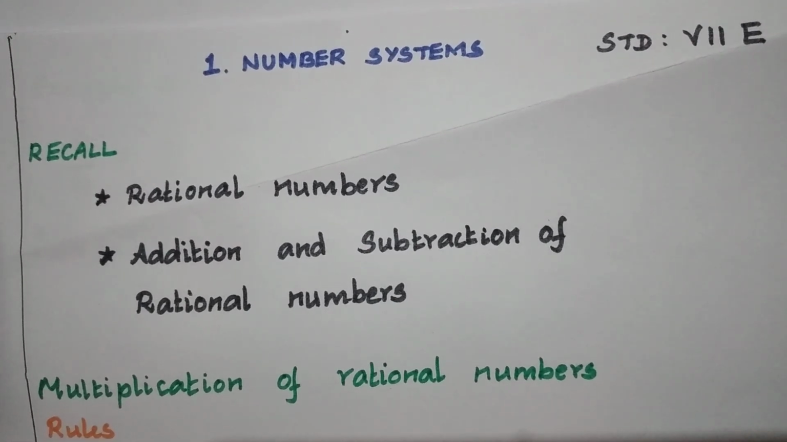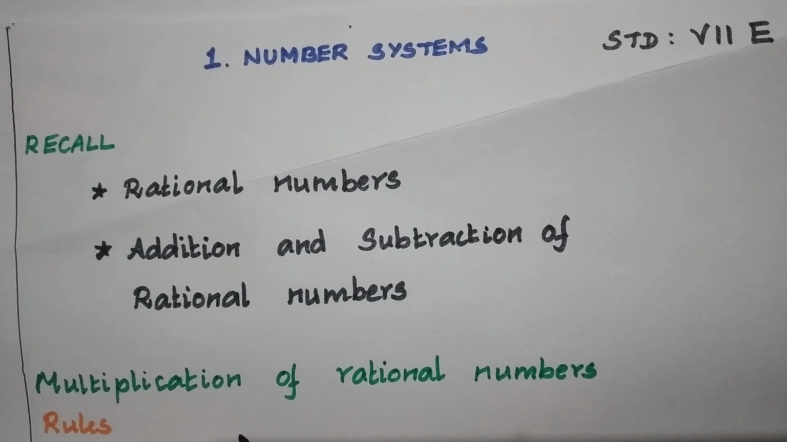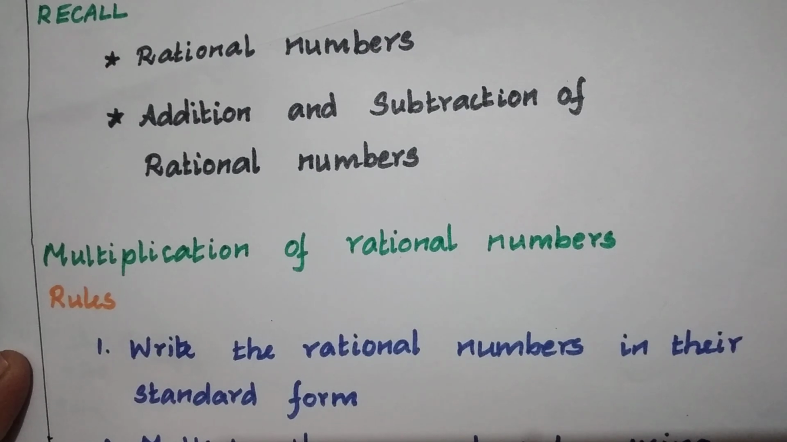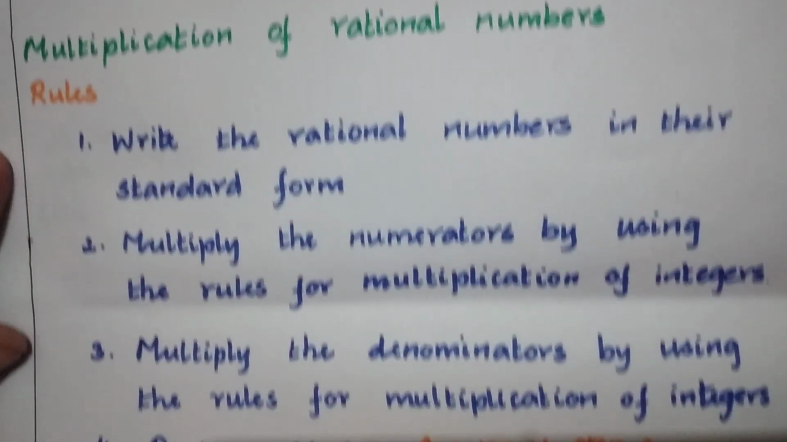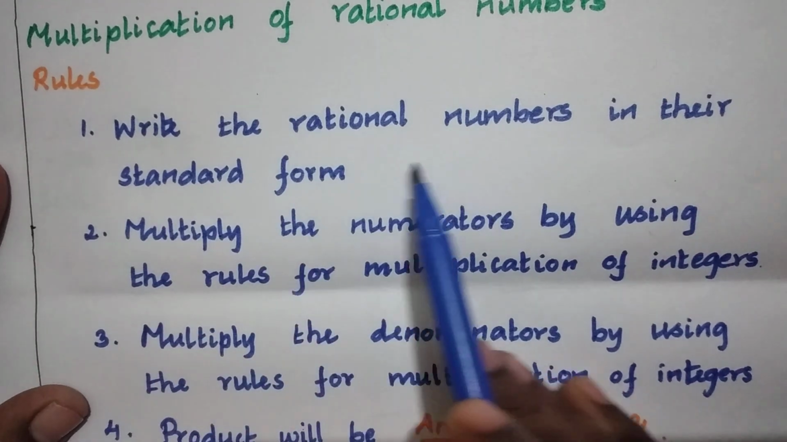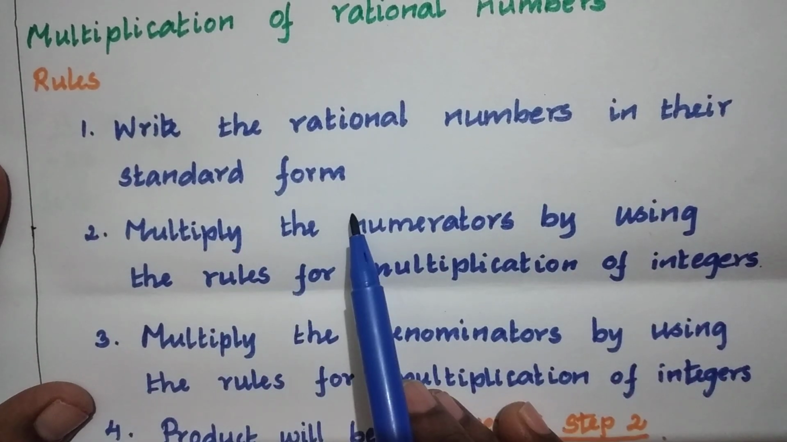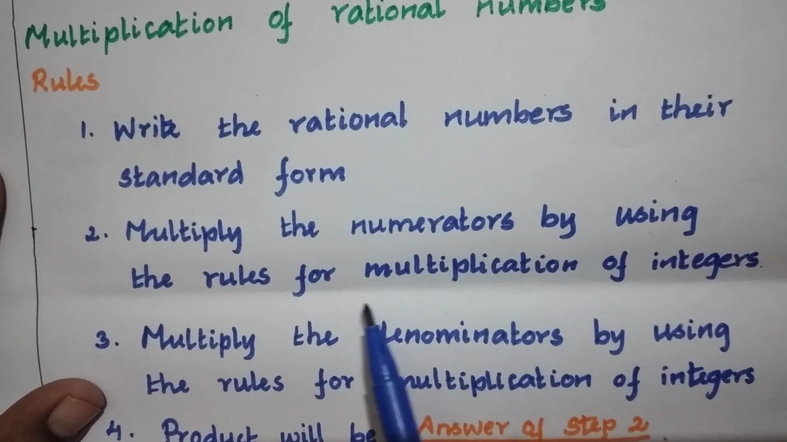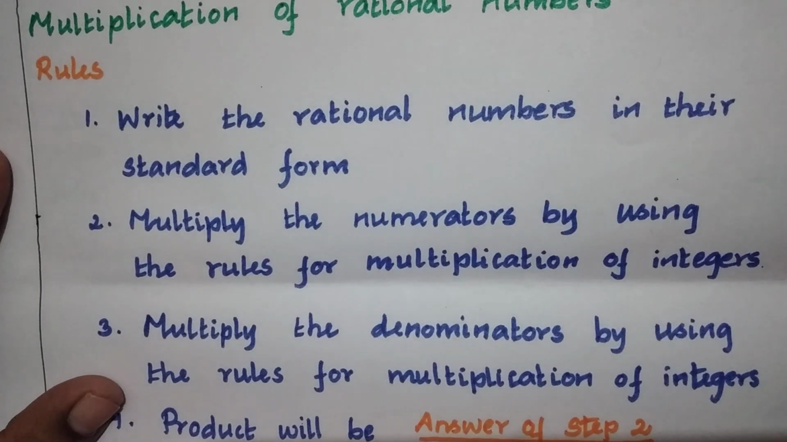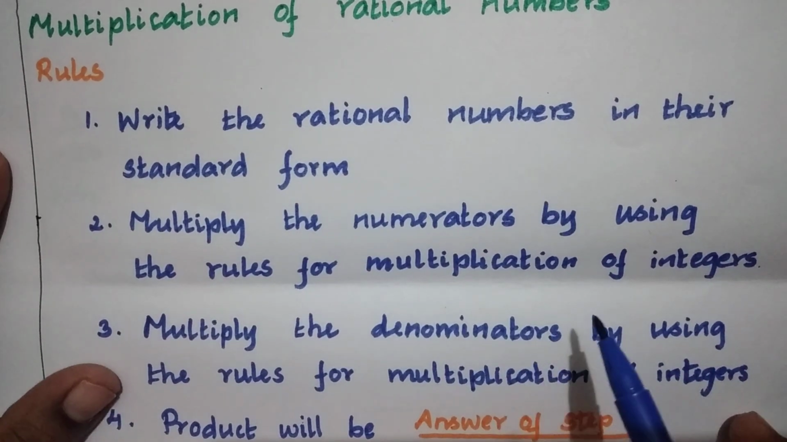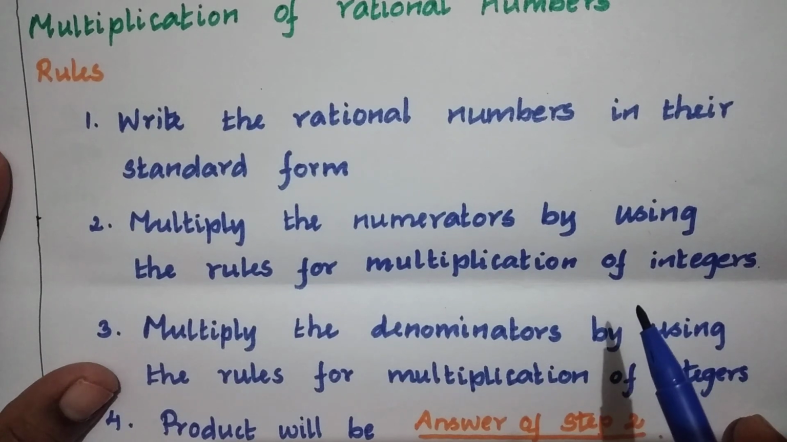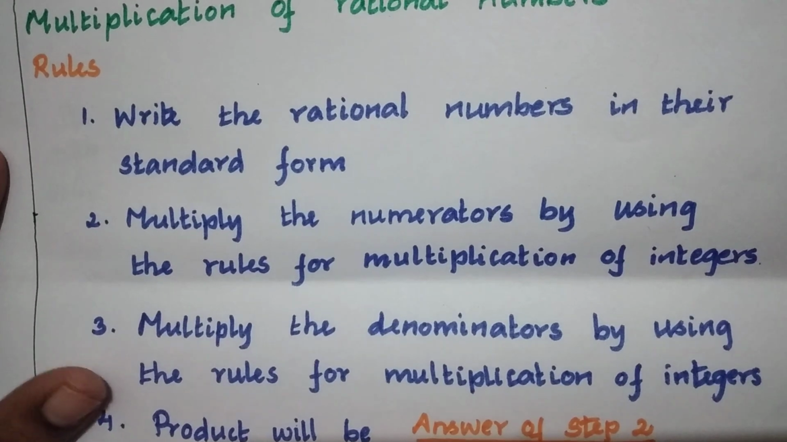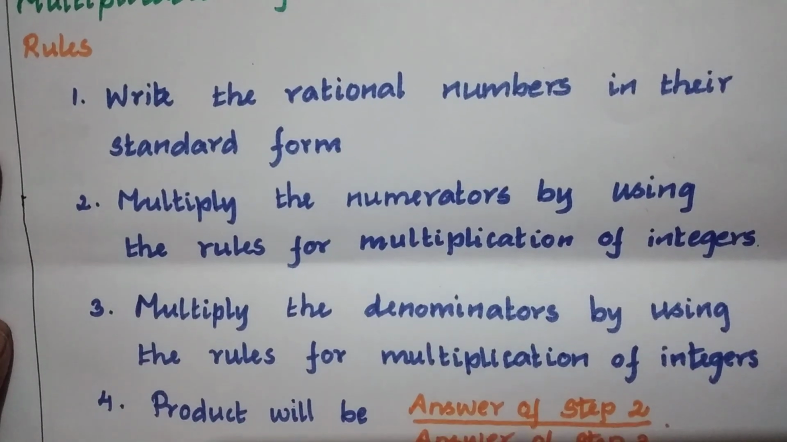In today's class, we are going to learn about multiplication of rational numbers. Let us learn the rules. Write the rational numbers in their standard form. Multiply the numerators by using the rules for multiplication of integers. That is, when two integers are in same sign, assign positive sign to the product. When two integers are in different signs, assign negative sign to the product.